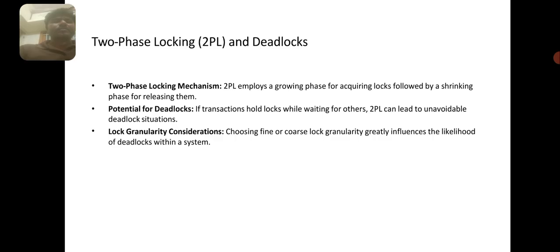In the two-phase locking mechanism, a growing phase of acquiring locks is followed by a shrinking phase of releasing them. There is potential for deadlock when transactions hold locks while waiting for others. Two-phase locking can lead to unavoidable deadlock situations.